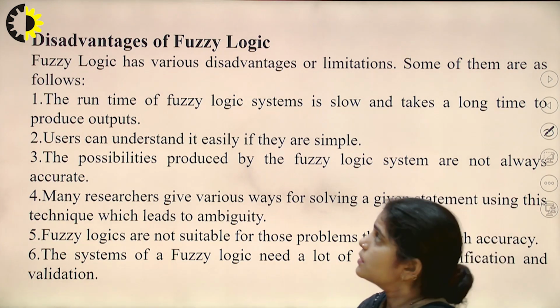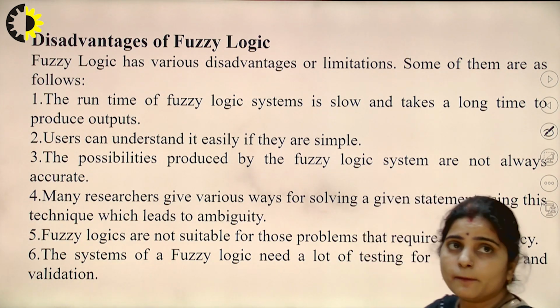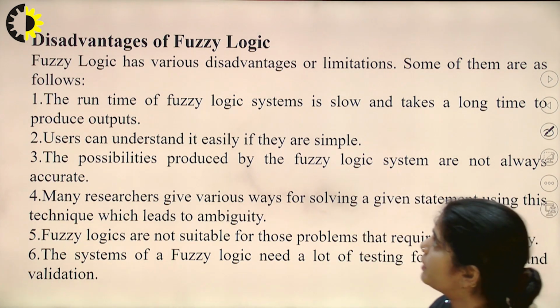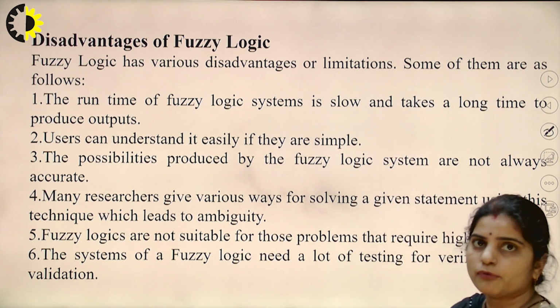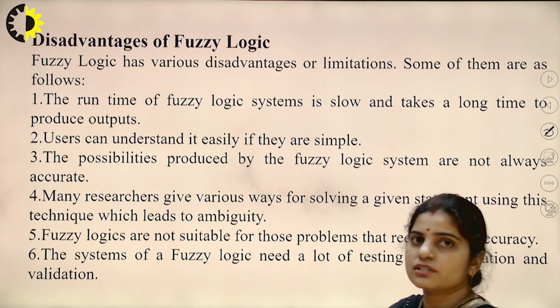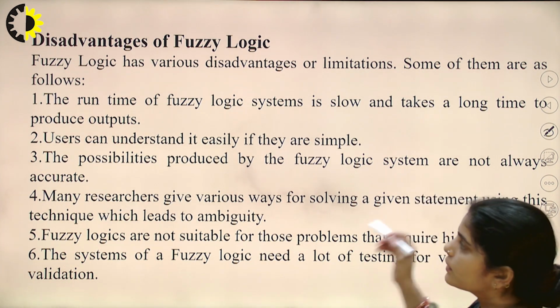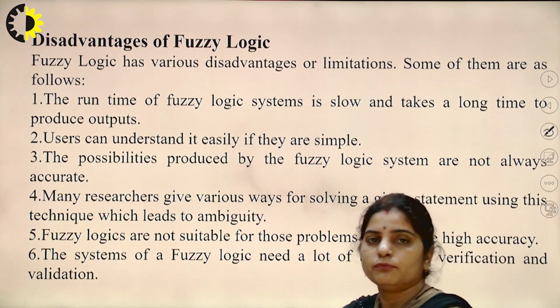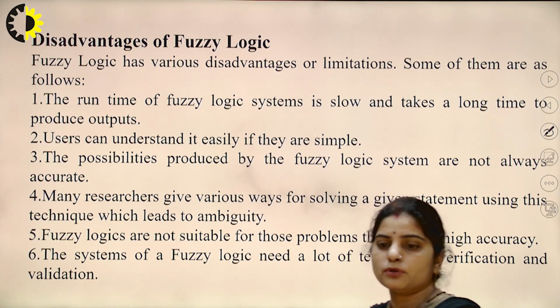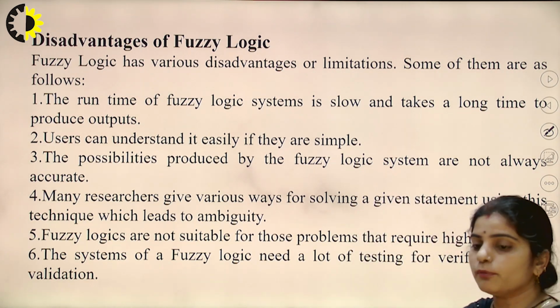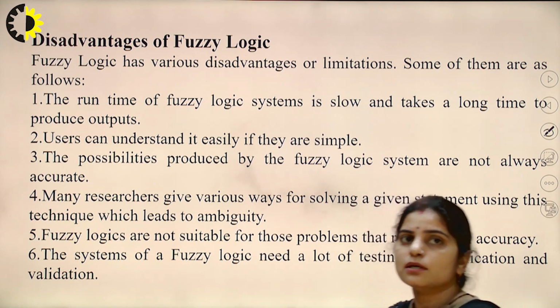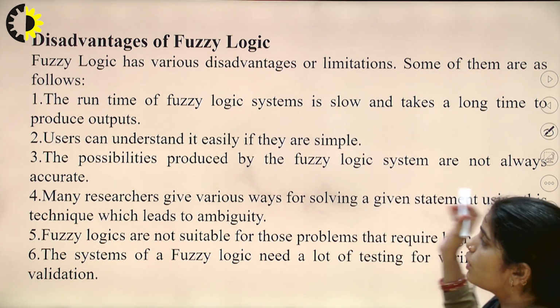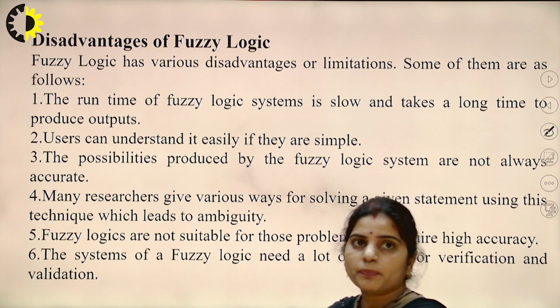Now we will discuss some disadvantages of fuzzy logic. Apart from advantages, it also has some disadvantages or limitations. The runtime of a fuzzy logic system is slow and it takes a long time to produce output. It provides multiple solutions, but the runtime is slow because it takes a long time in producing the outputs.